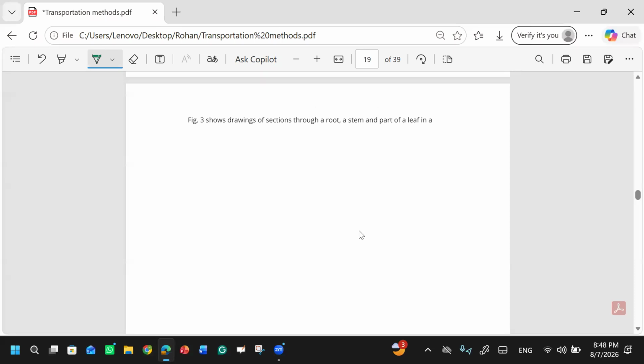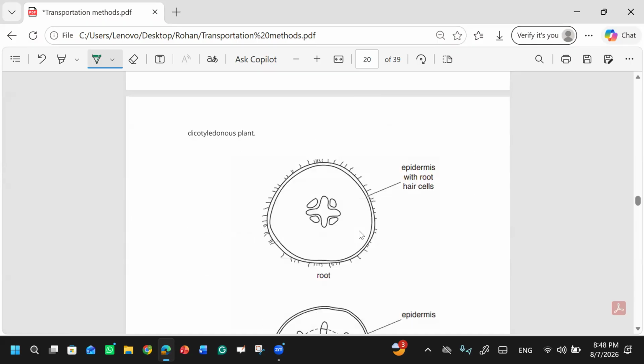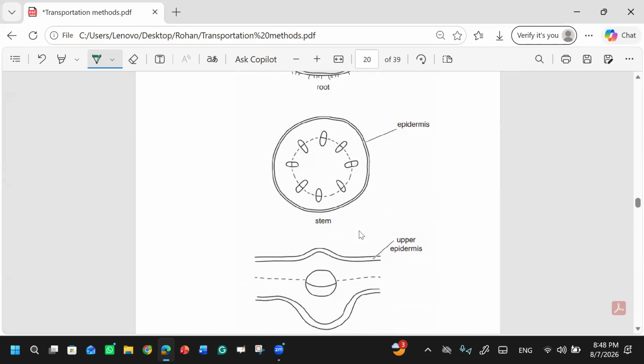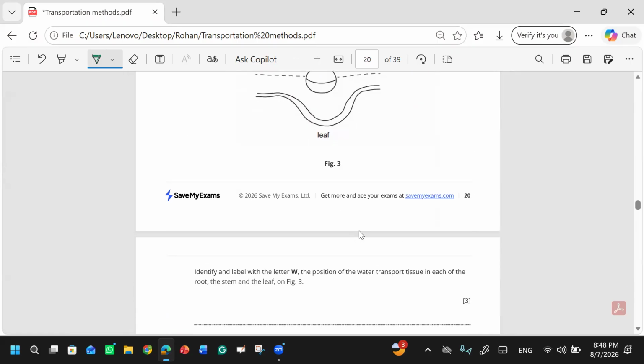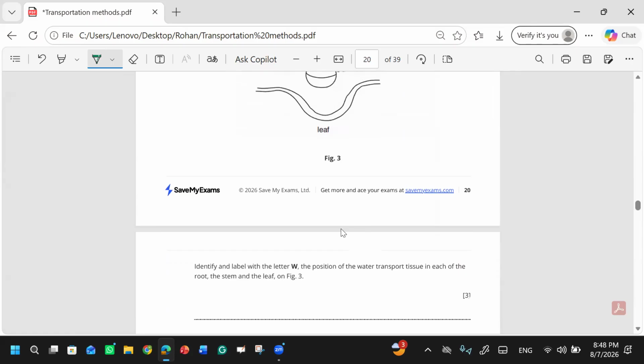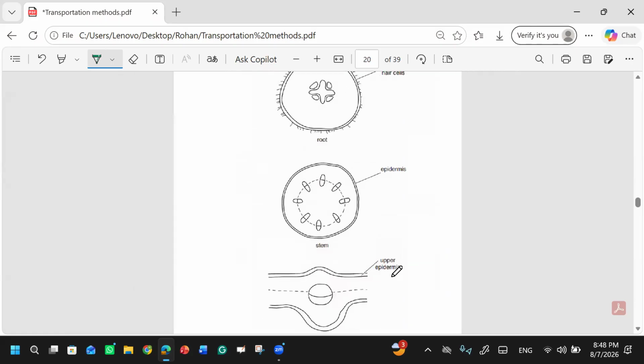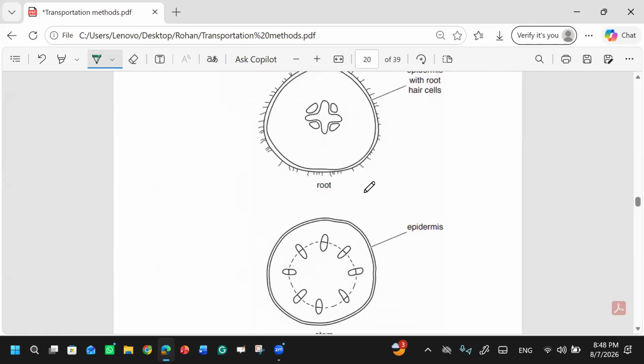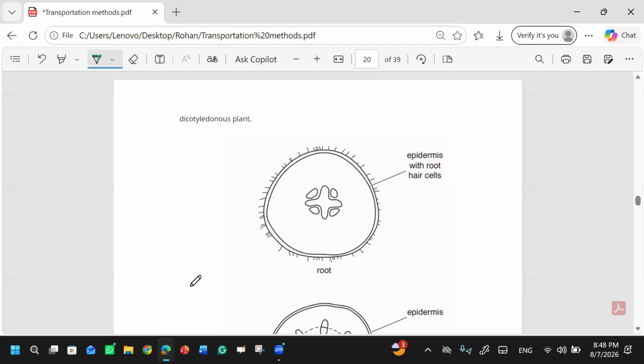Figure 3 shows the drawing of the section through a root, a stem, and part of a leaf. These are three. Identify and label with the letter W the position of water transport tissue. Where is xylem? Xylem is like the first outside ones.